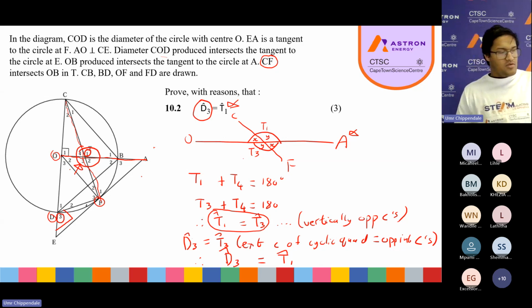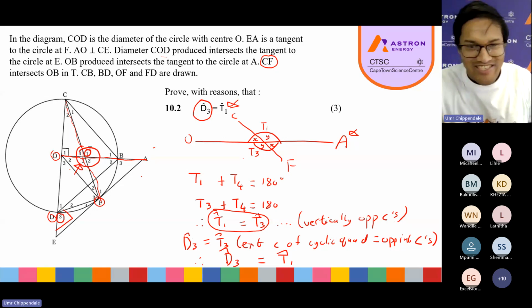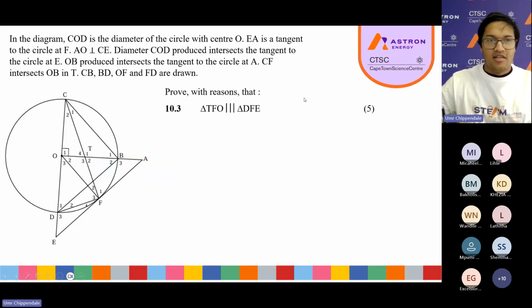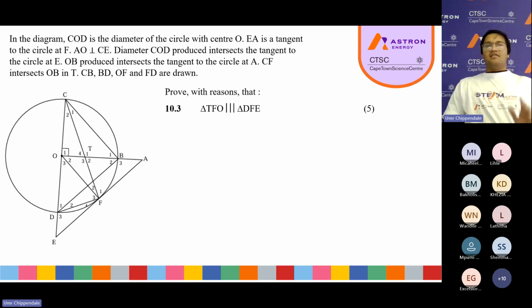Okay, that was 10.2. Almost done, guys. 3 more questions. So, moving on to 10.3. Proof with reasons that triangle TFO is similar to triangle DFE, which is worth 5 marks.